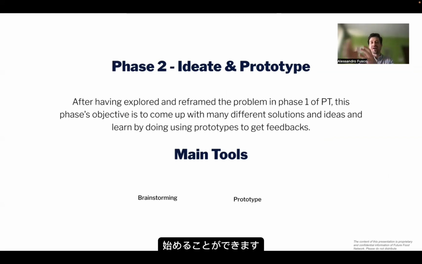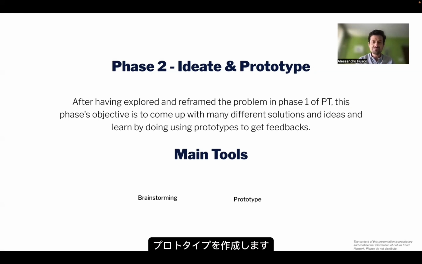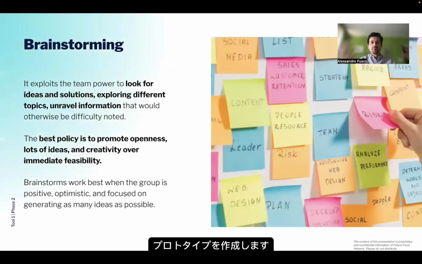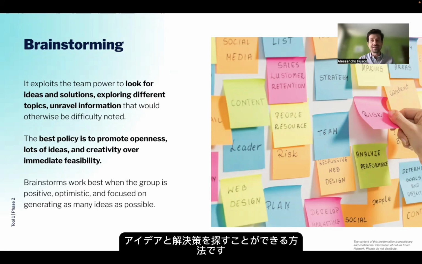And after that, you will choose one idea or one cluster of ideas that are similar. And starting from this cluster or this idea, you will create a prototype. Brainstorming is a method that will allow you to look for new, exciting, divergent, unusual ideas and solutions.